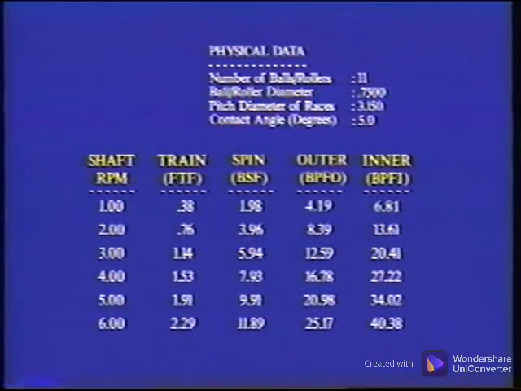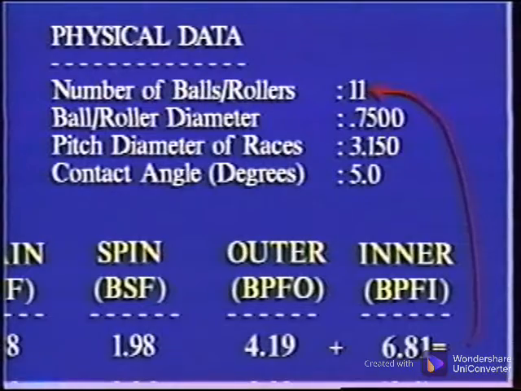Notice that these frequencies are shown in orders, that is, multiples of turning speed of the shaft. A defective cage or fundamental train will show up at 0.38, which we expected because of the approximations made earlier. The ball spin frequency is 1.98. A defect on the outer race will show up at 4.19, and an inner race defect will show up at 6.81. The outer race and inner race frequencies added together will be a whole number equal to the number of balls or rollers in that bearing.